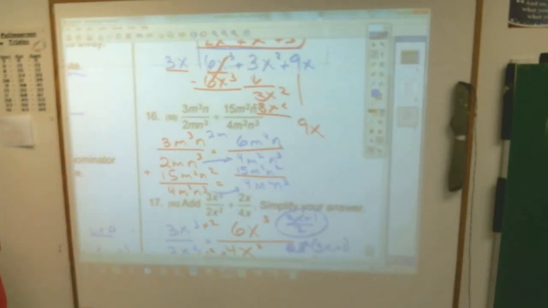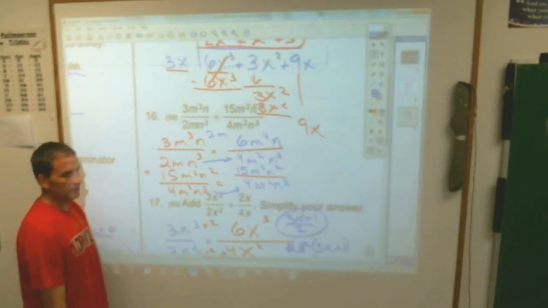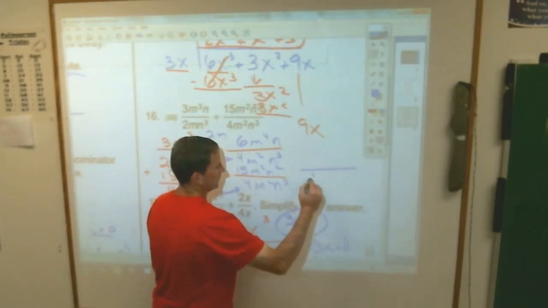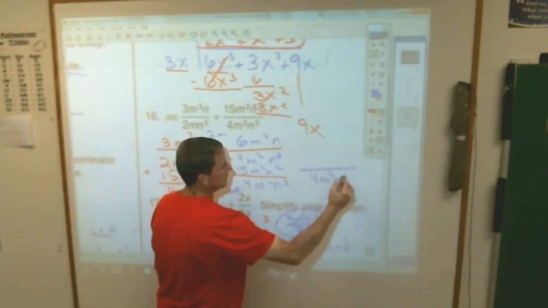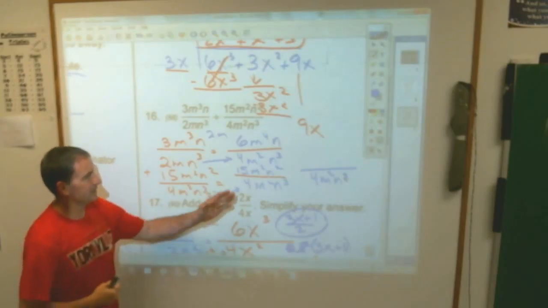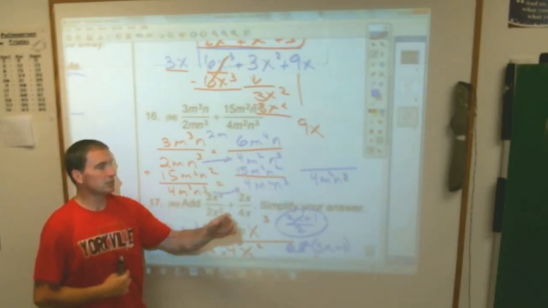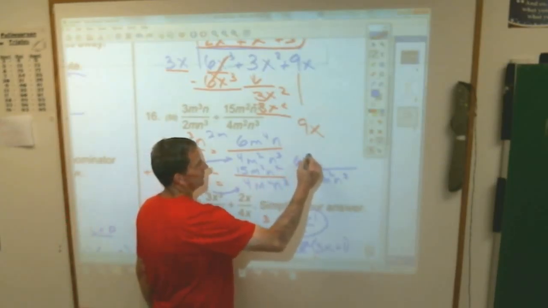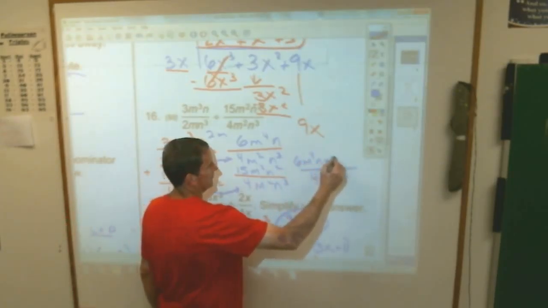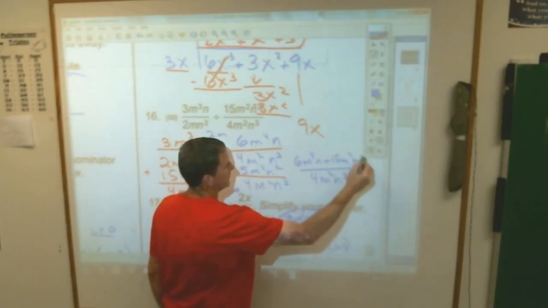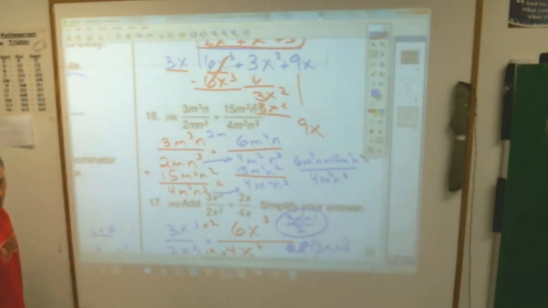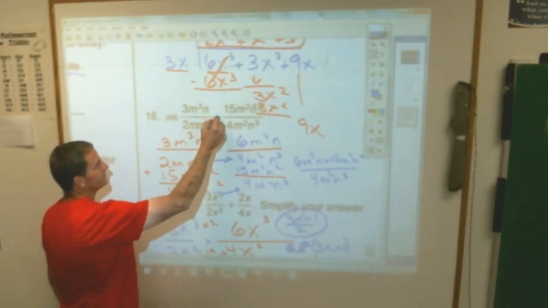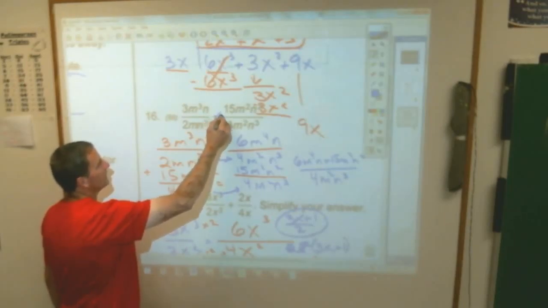Now you can add them together. And here's the question of the day. You're left with 4m squared n cubed. What do I get if I add 6m to the 4th n to 15m squared n squared? 6m to the 4th n plus 15m squared n squared. Unfortunately, you're not done because, what did I do? Yeah, it's a division. Well, it says plus. It's a division.